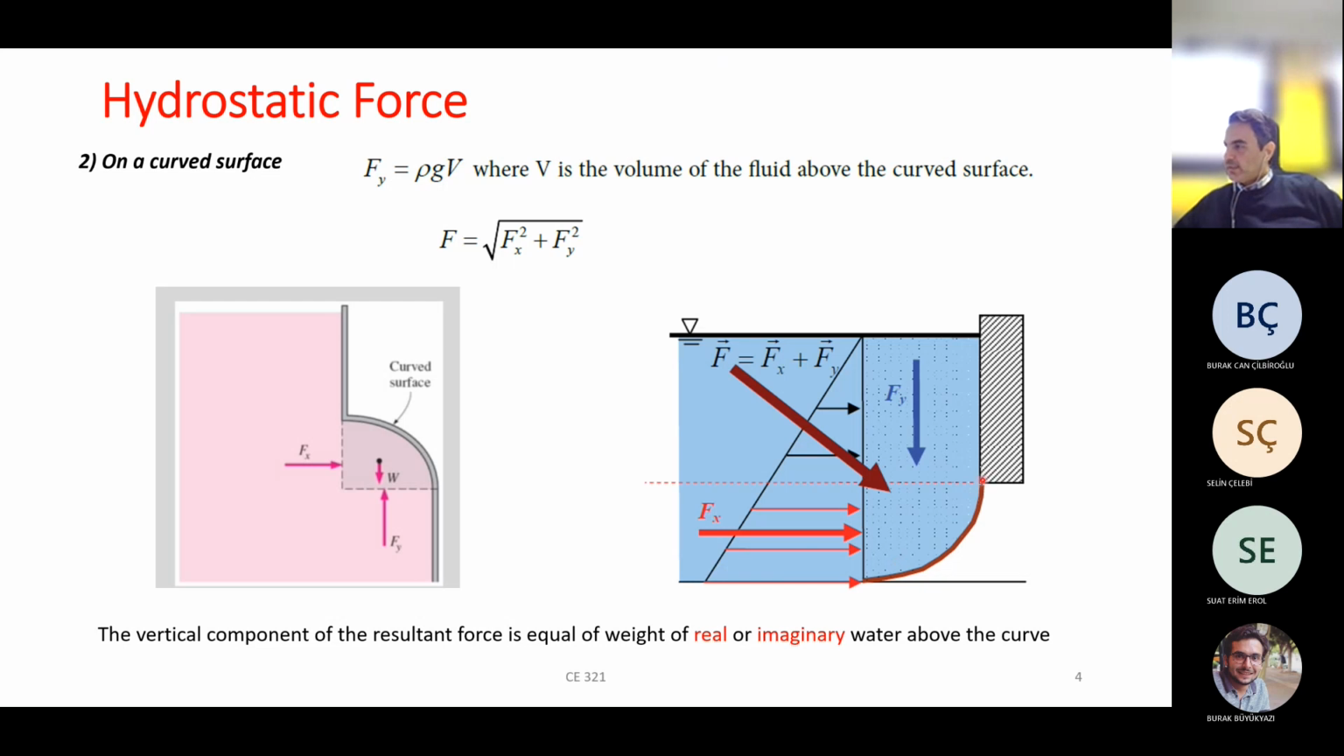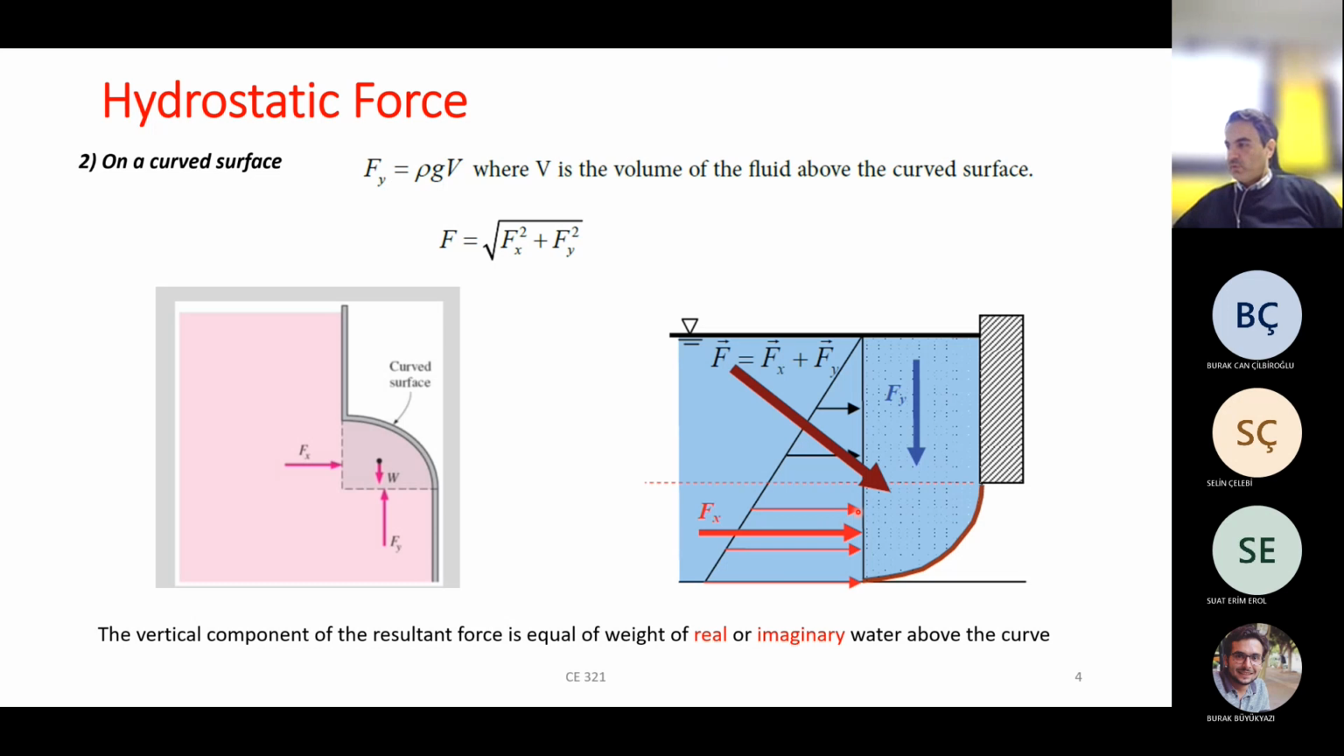In the previous slide, I said that you should first find Fx and Fy, then calculate the resultant force through this formula, square root of Fx squared plus Fy squared. For Fx, we should find the projection of the curve on the y-axis. This is my curve, its projection will be this line. Therefore, this trapezoidal diagram shows the distribution of pressure that acts on this curve.